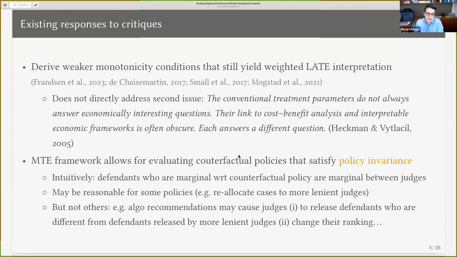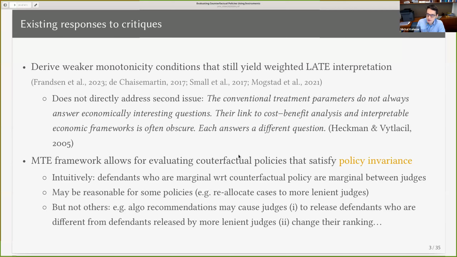Now, both of these critiques have been recognized before, so there's been a lot of effort in trying to weaken the monotonicity assumption while still preserving a causal interpretation for the estimator. But of course, this doesn't address the second issue. Ed has this nice, eloquent quote that I'm giving here, which says that ideally, you try to write down what your policy of interest is first, and then figure out what the right estimator for it is, rather than writing down the estimator first and then hoping that it's relevant for the policy at hand.